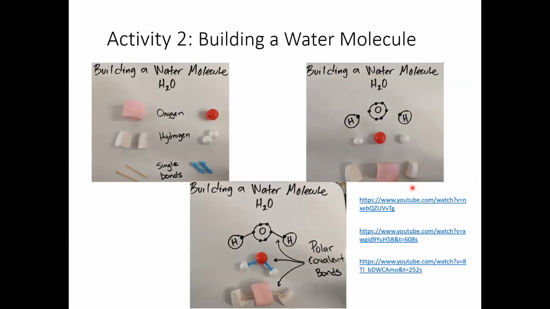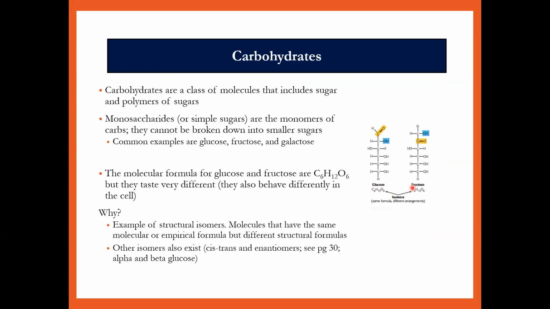So now we're going to go on to activity 3, which talks about carbohydrates. This is the first macromolecule we will be discussing. Carbohydrates are a class of molecules that includes sugar and polymers of sugars. Monosaccharides, or simple sugars, are the monomers of carbs. These monomers cannot be broken down into smaller sugars. Examples of these monomers would be glucose, fructose, and galactose.